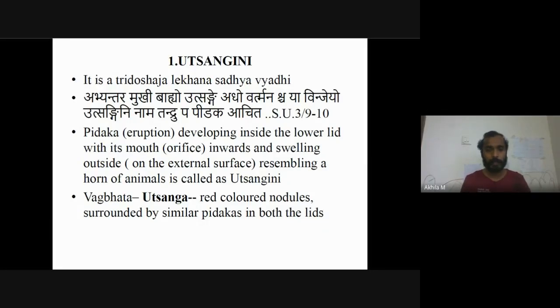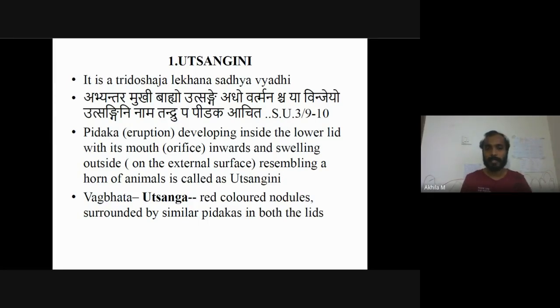Within the short period of time, we have to go through all the diseases. From the exam point of view, most of them are not that important, but we can expect one or two questions from the Varmagata Rogas in every exam. Sometimes they will ask 3 to 4 questions. So we have to cover all 21 and 24 diseases according to the Acharyas, and the important diseases we will discuss. First, we come to Utsangini.